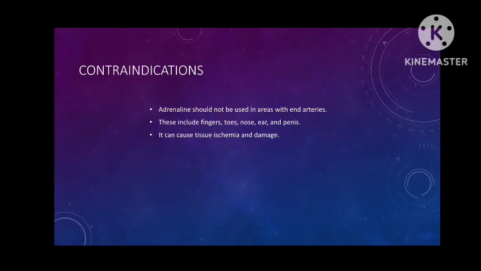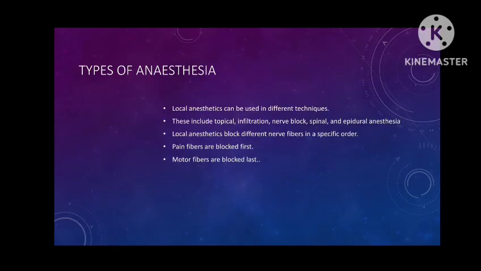The local anesthetic drugs do not block all types of nerve fibers equally, and they tend to block smaller, unmyelinated pain fibers first, followed by temperature, touch, and finally motor fibers. This explains why pain sensation is lost before the loss of motor function during local anesthesia.